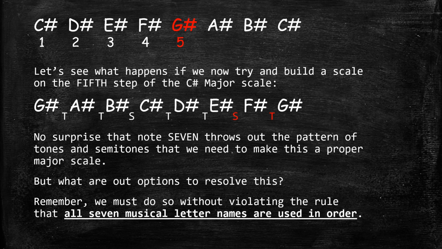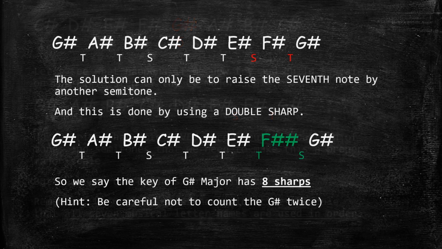But what are our options to resolve this? Remember, we must do so without violating the rule that all 7 musical letter names are used in order. The solution can only be to raise the 7th note by another semitone, and this is done by using a double sharp. So we have G sharp, A sharp, B sharp, C sharp, D sharp, E sharp, F double sharp, G sharp. And this gives us the arrangement tone, tone, semitone, tone, tone, tone, semitone. So we say the key of G sharp major has 8 sharps. Hint, be careful not to count the G sharp twice.